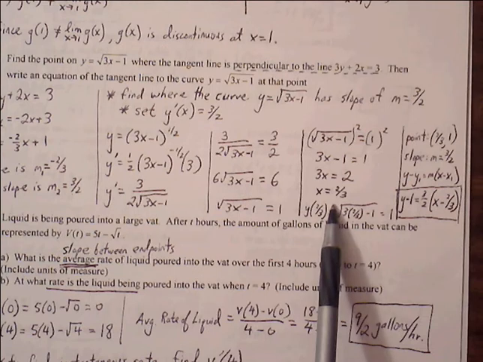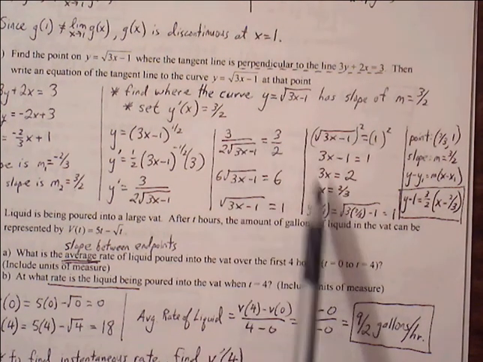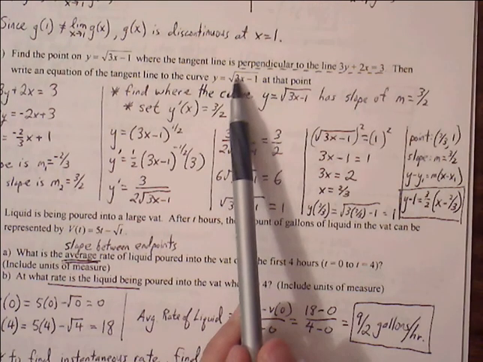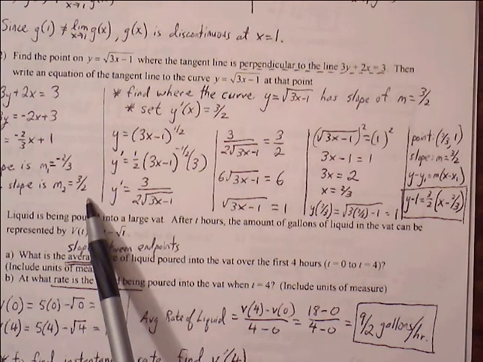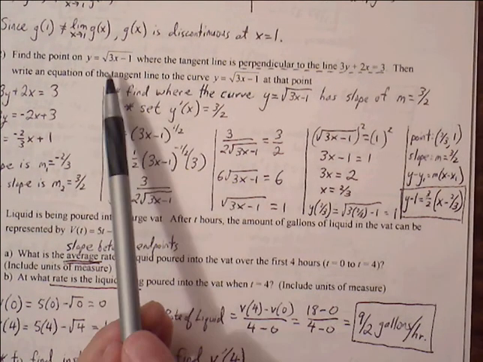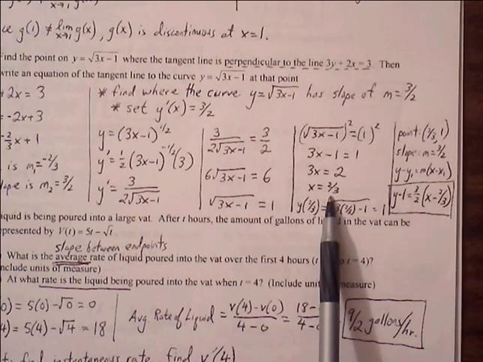X equals 2/3. So now I know that when x is 2/3 on this curve, that will be where the slope of the tangent line will be exactly 3/2. Okay, so in order to write the tangent line equation, we need to not only have the x value, we also need the ordered pair. We need the y value.